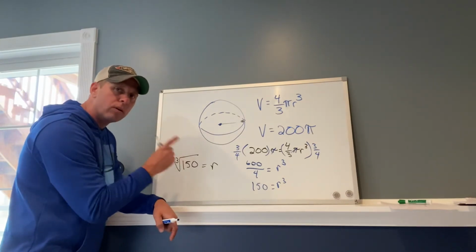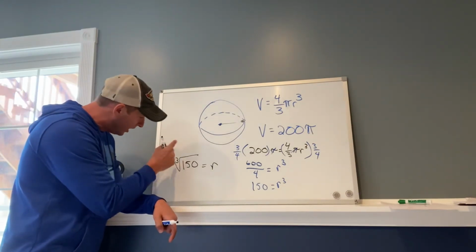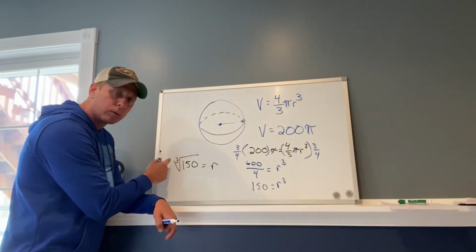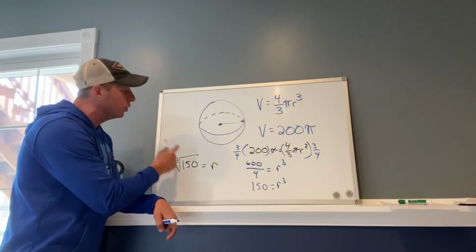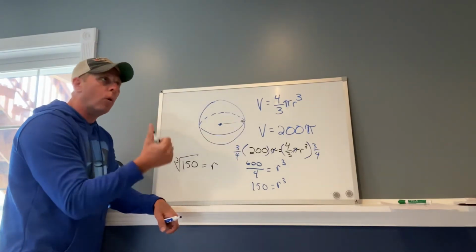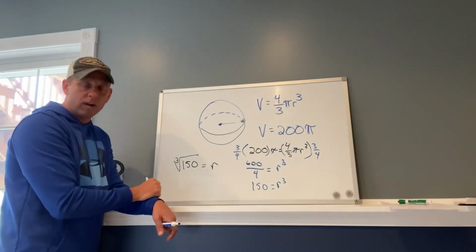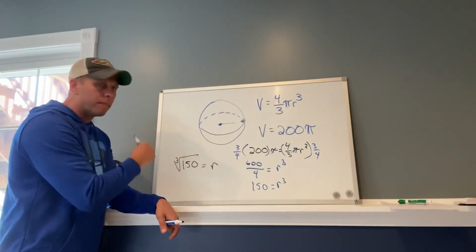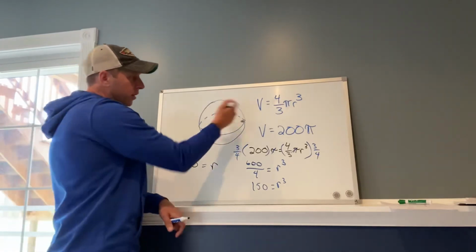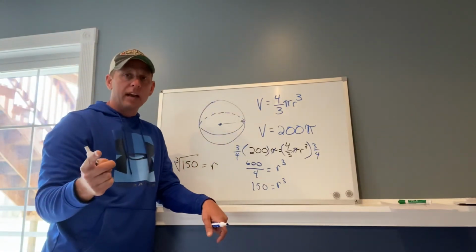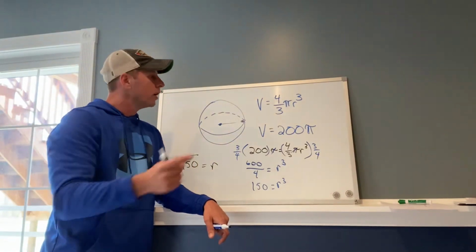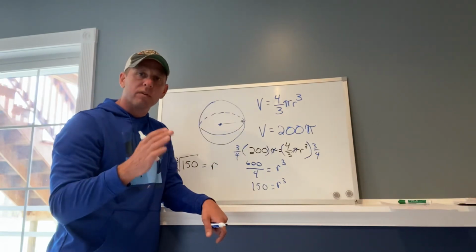When you turn your phone sideways, you hit 150 and then hit that button instead of the square root button. It will give you the cube root of 150. What times what times what is 150? Okay, so that's working backwards. You're going to have a couple of example problems on the assignment that I gave you, dealing with volume of a sphere.